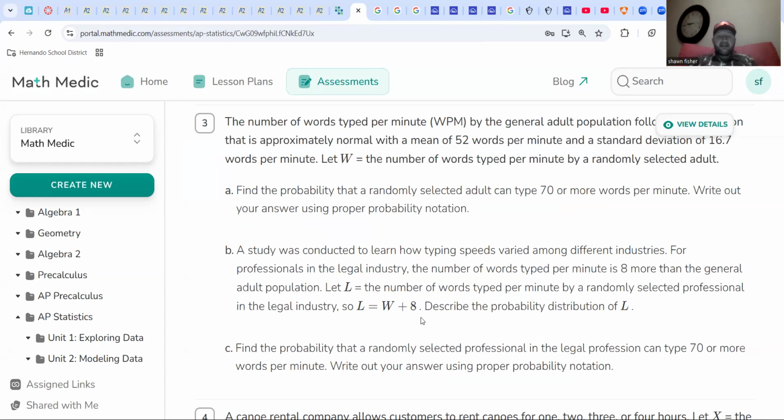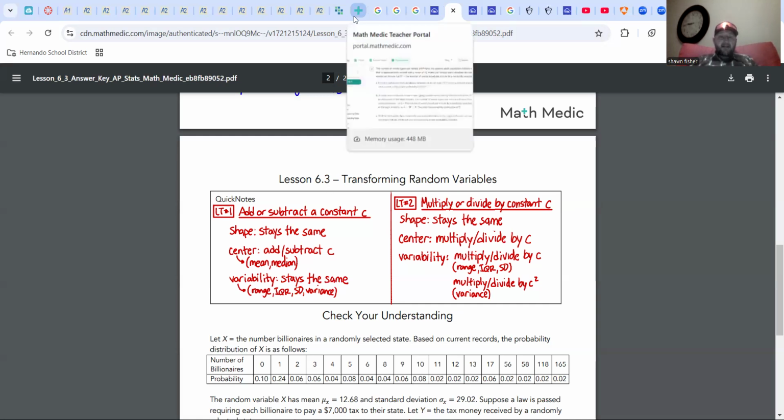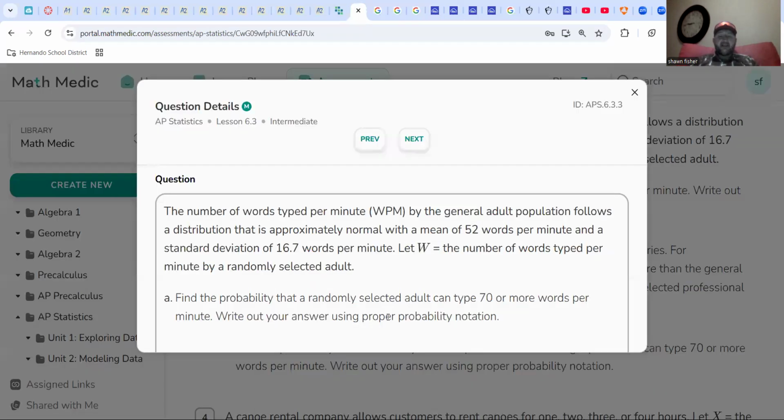What about the standard deviation? Well, does standard deviation get changed with addition? We're going to say in our notes, it stays the same. SD, standard deviation, stays the same. So my mean is now 60 with a standard deviation of still 16.7. I think that's what they want.